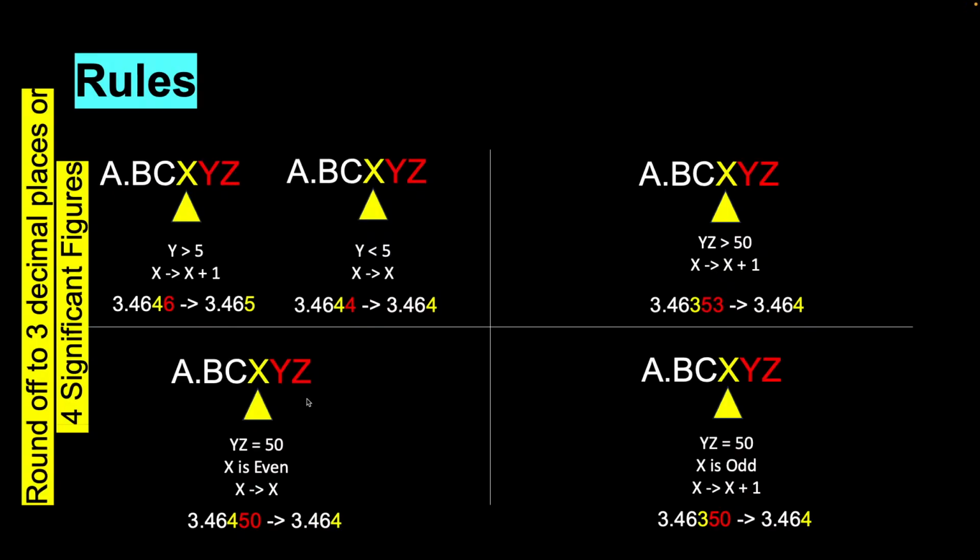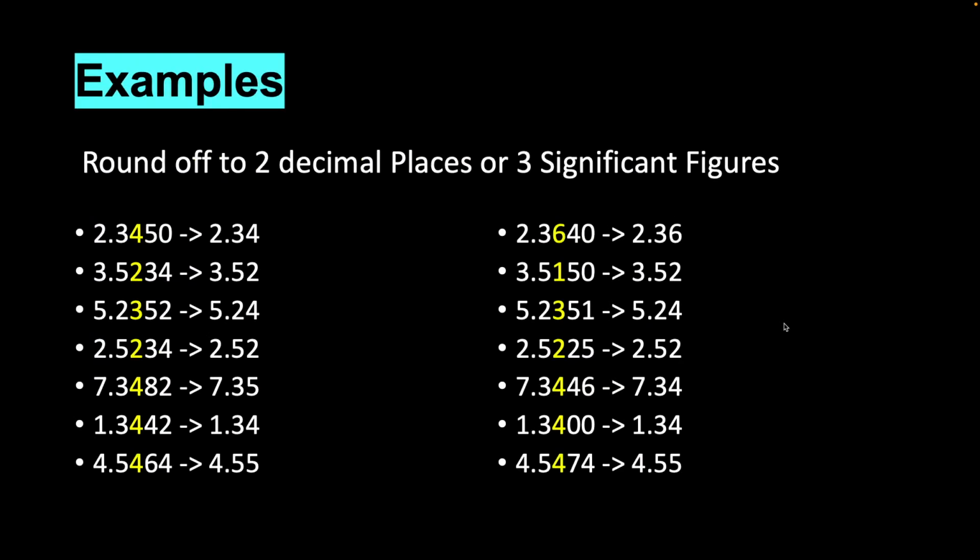Now we see the next rule says that if on the right of the cutoff digit the number is equal to 50 and the cutoff digit is even, then we will leave the cutoff digit as it is while eliminating the digits on the right of the cutoff digit. So 3.46450 turns to 3.464. And if the cutoff digit is odd and the digits to the right of the cutoff digit are 50, then we will increase the cutoff digit. So now you can attempt this exercise again.